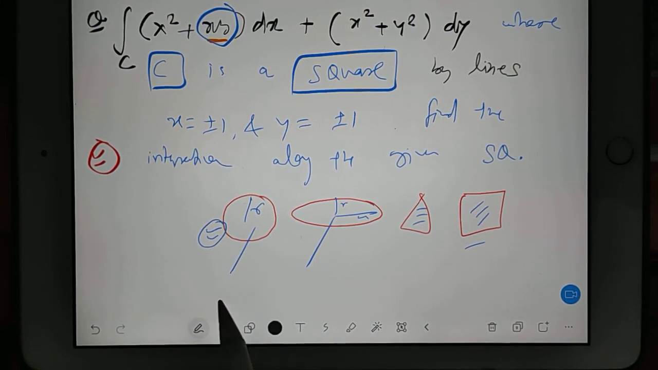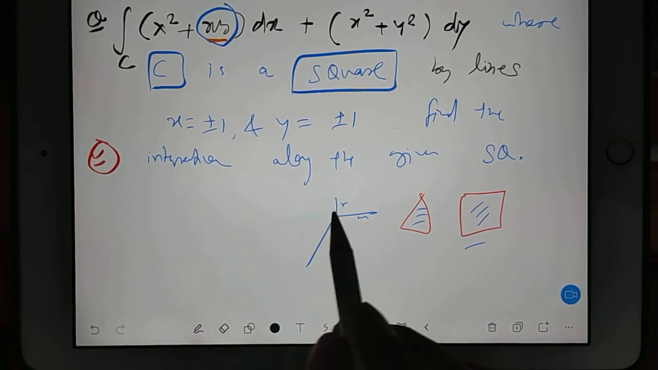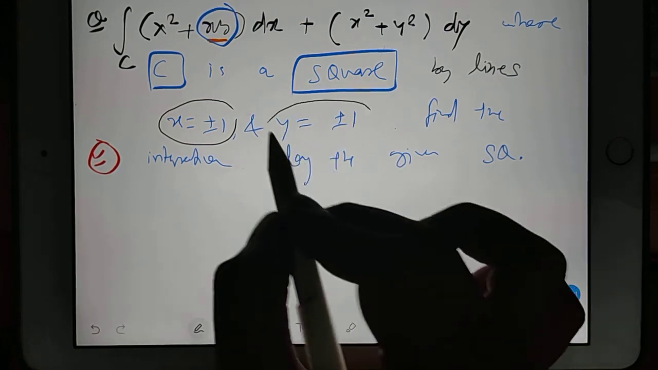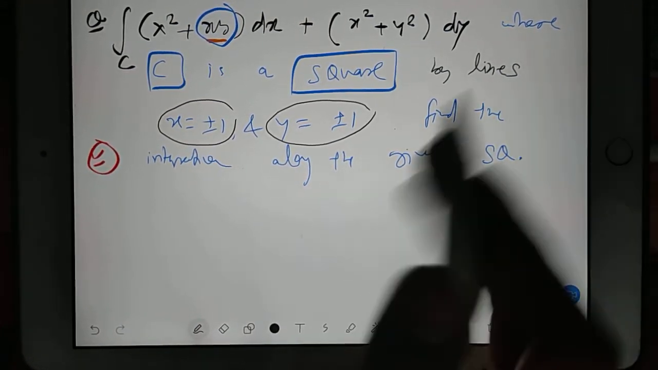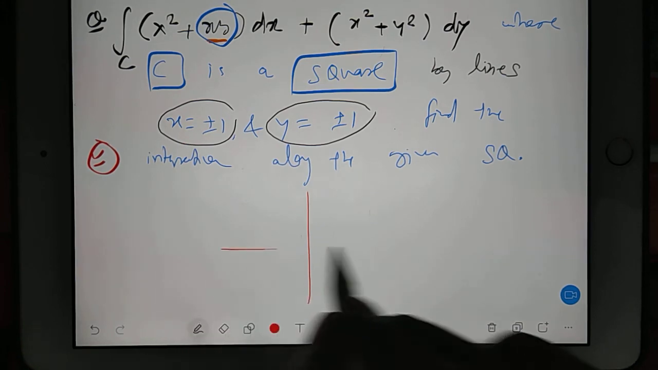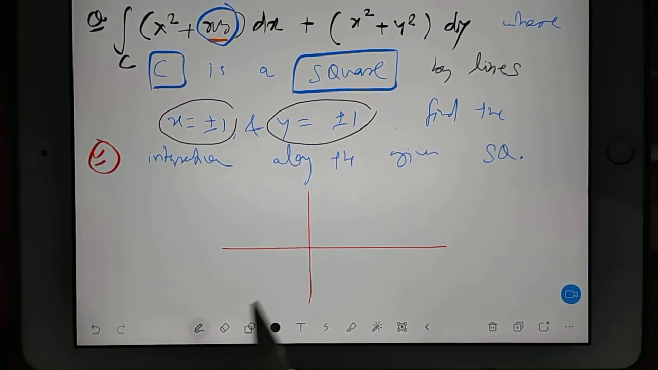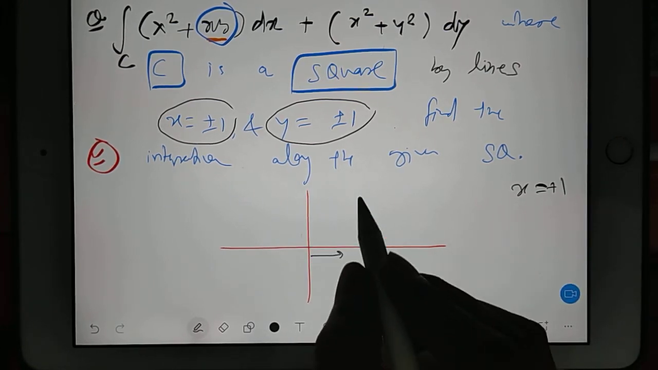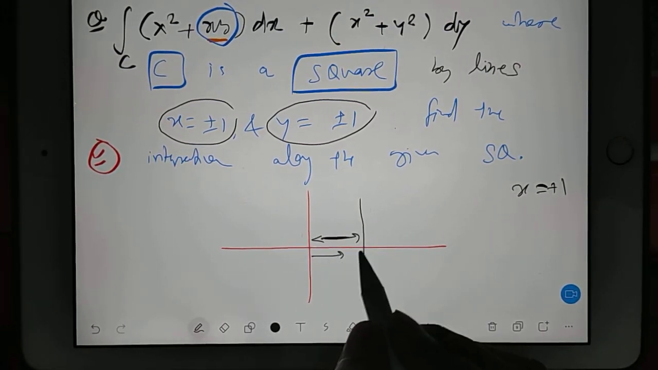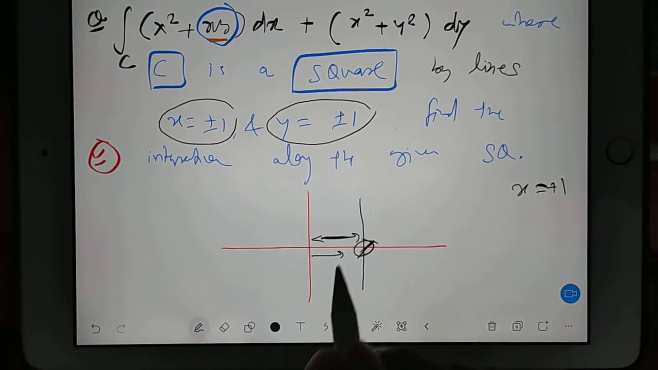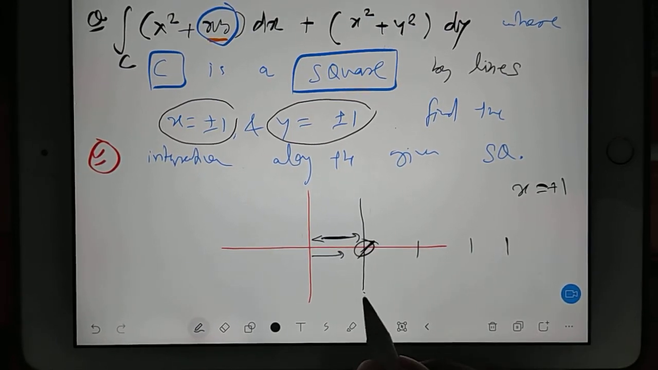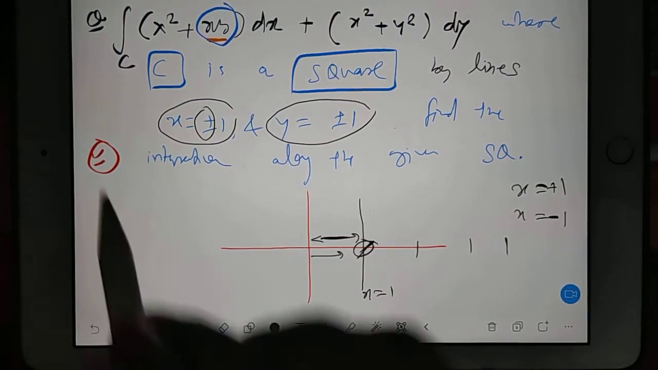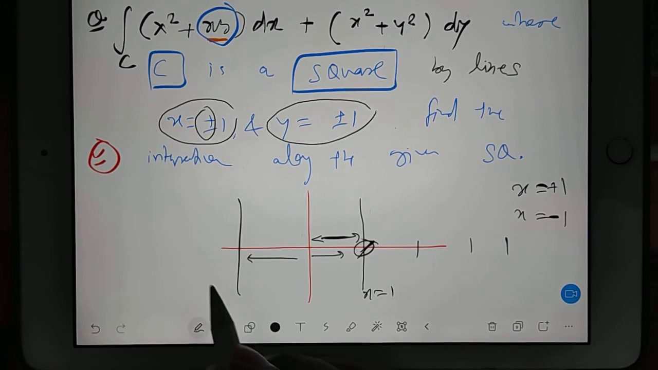Because it is mathematics, it is not that tough to decide the square. Total 4 lines are given, and these 4 lines make a square. One is given as x equal to plus 1; this is the line where the intersection is plus 1, then plus 2, plus 3, plus 4. In the same way, x equal to minus 1 is also given, which is the line on this side.